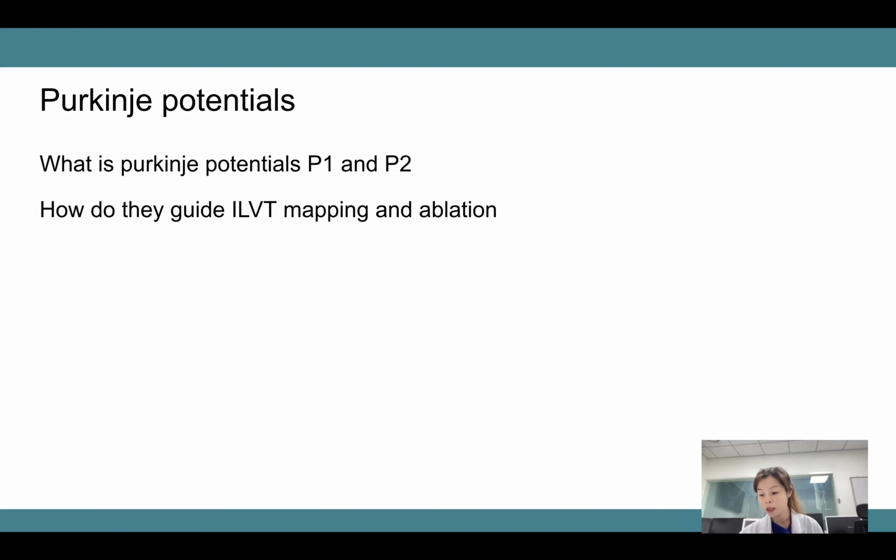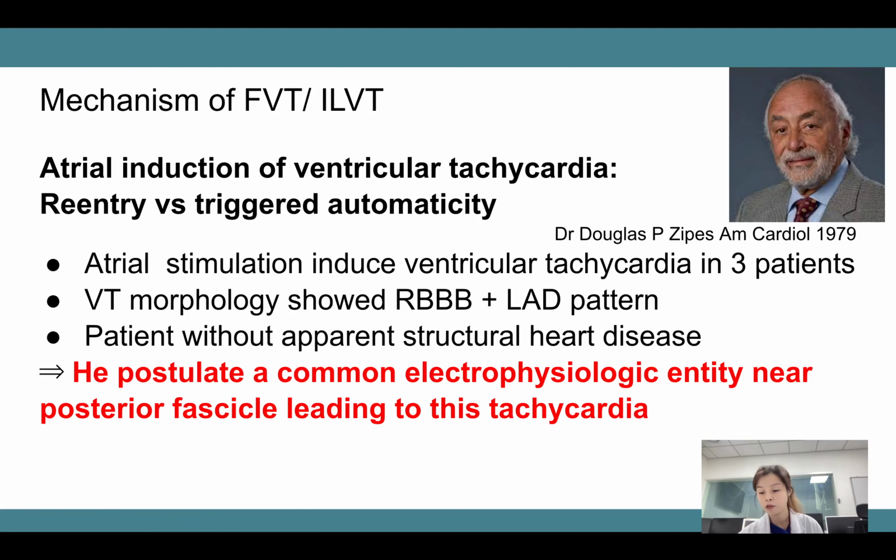So what are the P1 and P2 signals, and how do they guide our mapping and ablation? We really have to thank our previous EP giants who have worked so hard on fascicular VT. They discovered the presence of the P1 and P2 signals and their mechanisms in the tachycardia. That's why now we can confidently ablate fascicular VT.